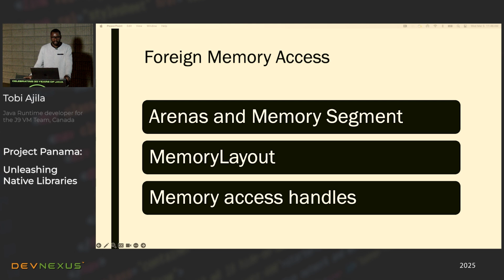So let's start with foreign memory access. There are 3 main components here. There are arenas and memory segments. These control the temporal and spatial bounds. By temporal bounds, I mean the lifetime of memory, and spatial bounds is the range in which that memory is valid. And then there's memory layout. For those familiar with C structs and unions, this will be very similar. And then memory access handles. This is the mechanism that allows you to access the data.